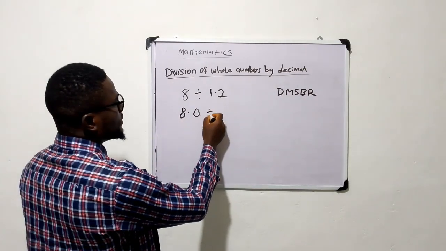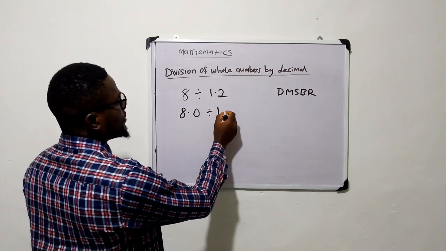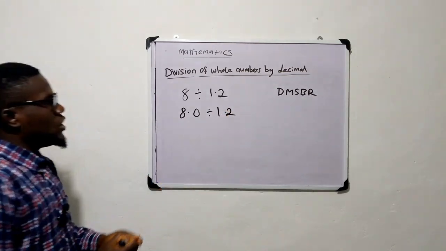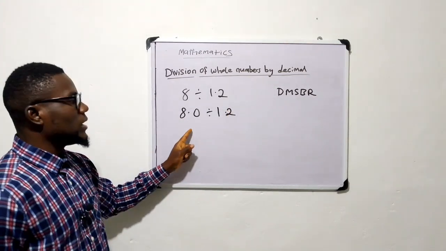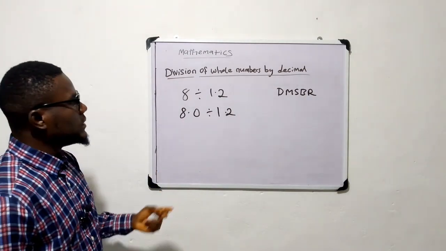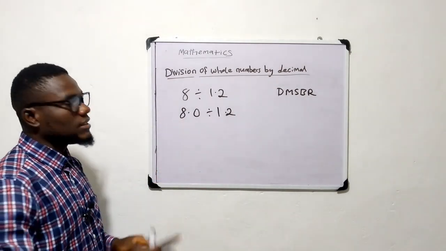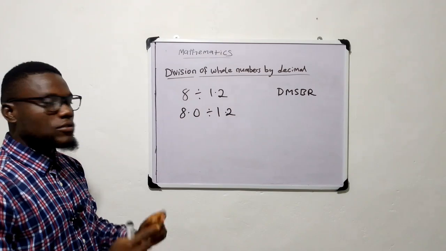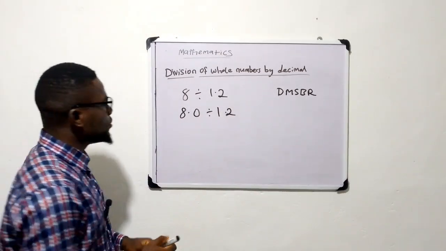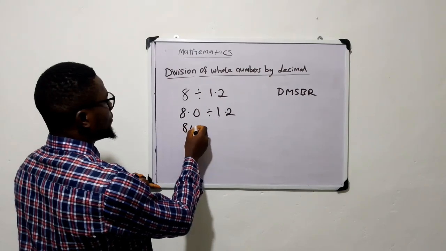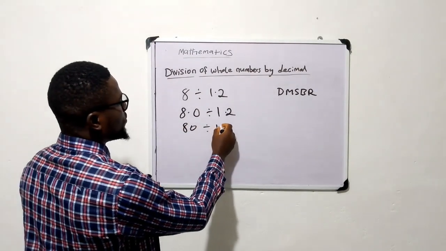Then divide. Write down this. So this is our question now. But remember what we did last time, that when we have a question like this, when we are dividing decimal by decimal, I have to convert both the dividend and the divisor into whole numbers. And for us to do so, we have to move the decimal point here to the right on both sides. So we have 80 here divided by 12.